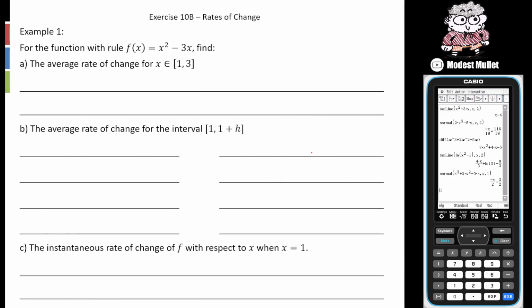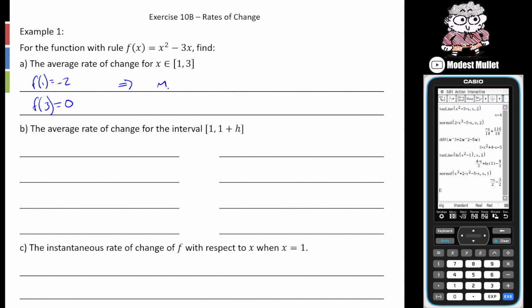So let's jump into some examples straight away. So for the function with the rule f of x is equal to x squared minus 3x, find the average rate of change for x being the element of numbers between 1 and 3 inclusive. So we're going from x equals 1 to x equals 3. So f of 1 is equal to 1 take away 3 is negative 2. F of 3 is equal to 9 take away 9 is 0.